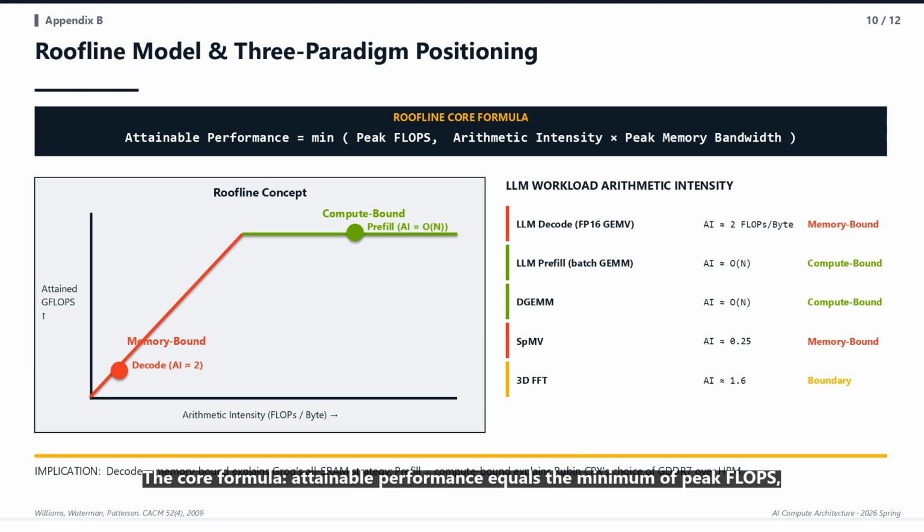The core formula: attainable performance equals the minimum of peak flops and arithmetic intensity times peak memory bandwidth. For LLM Decode, arithmetic intensity is about 2, memory bound. For LLM Prefill, arithmetic intensity is order n, compute bound. This directly explains Groq's all SRAM strategy and Rubin CPX's choice of GDDR7 over HBM.